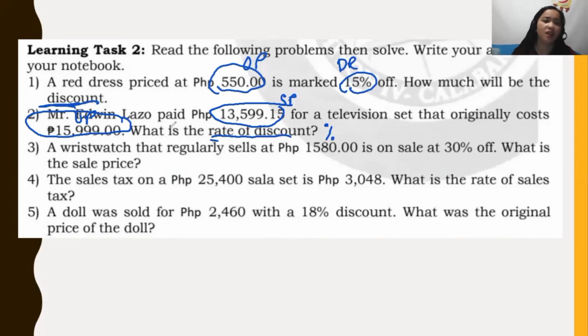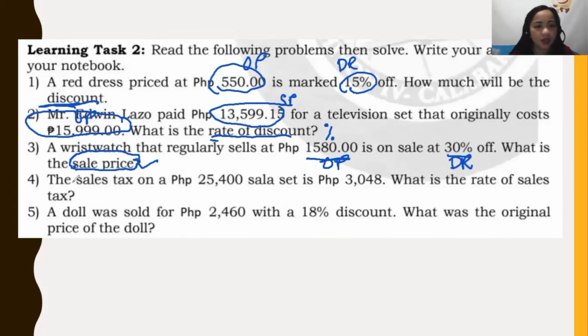And in number 3, the wristwatch that regularly sells 1,580 pesos is on sale at 30% off. What is the sale price? So, ang hinahanap dito ay sale price. At ito naman, yung tinatawag nating original price. Ito yung discount rate. So, meaning, hahanapin mo muna yung discount para makuha mo si sale price.